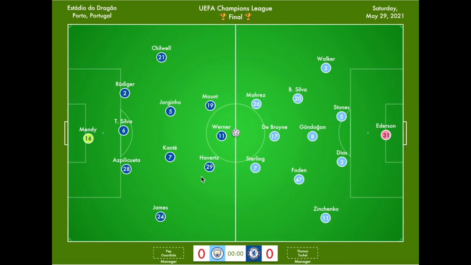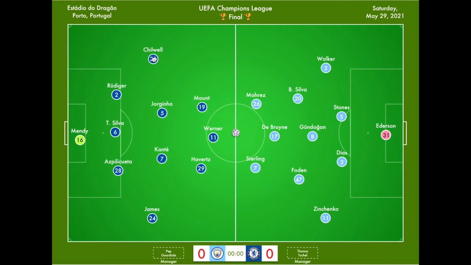When you have a lineup of this type, where you have a three-man defensive line, obviously goals are not going to be allowed pretty easily. And that is exactly what we've seen with a Chelsea side who was leaking goals with Lampard and with Tuchel. They've been very, very sound defensively.